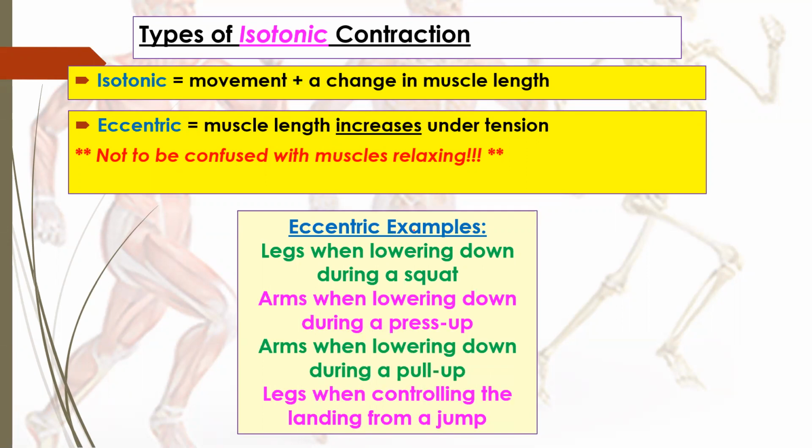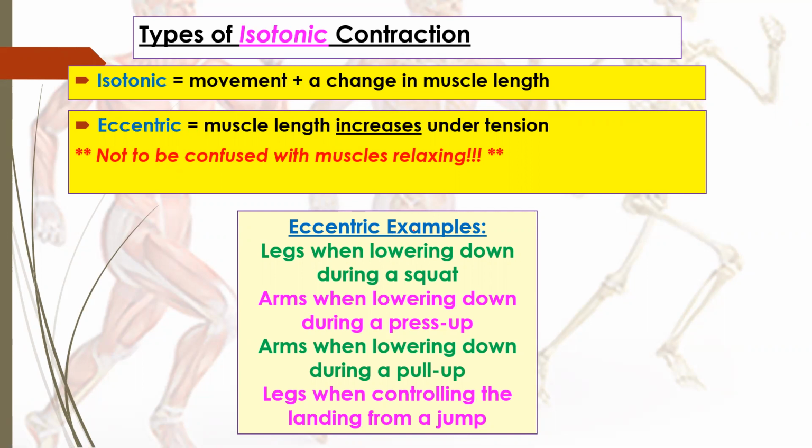Okay, let's confirm a few here. I've just thrown them all in there together. The arms when lowering down during a press up, the arms when lowering down during a pull up, the legs when controlling the landing from a jump. Now, if you think about each of those examples, write them down in a list, but then look carefully at them. What's a common feature with each of those?